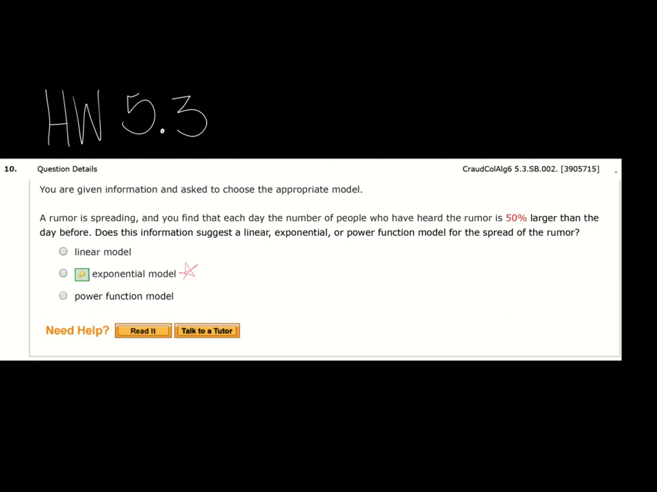A rumor is spreading, and you find that each day the number of people who have heard the rumor is 50% larger than the day before. So if you and a friend know the rumor on day 1, I add 50% to that. On day 2, I get 2 plus 50% of 2, which is 3 people. You add 50% again, I'm adding another 1.5 people. So now 4.5 people know, which in the context really means only 4 people know.